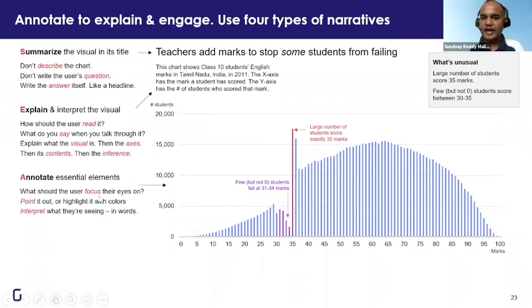Then you add annotations for specific areas you want to call out. The red one clearly talks about a large number of students passing at exactly 35. Whereas there are few students, but not zero, who are getting 31 to 34. So some of the teachers who are scoring are sticking to 31 to 34. They're not adding that grace mark of 1, 2, 3, 4 marks to pass the students.